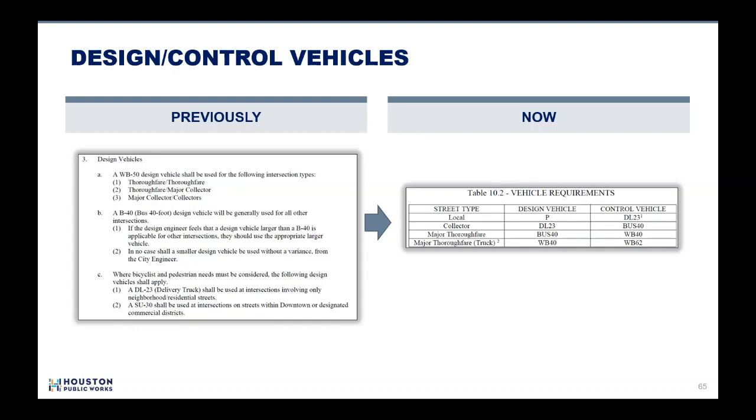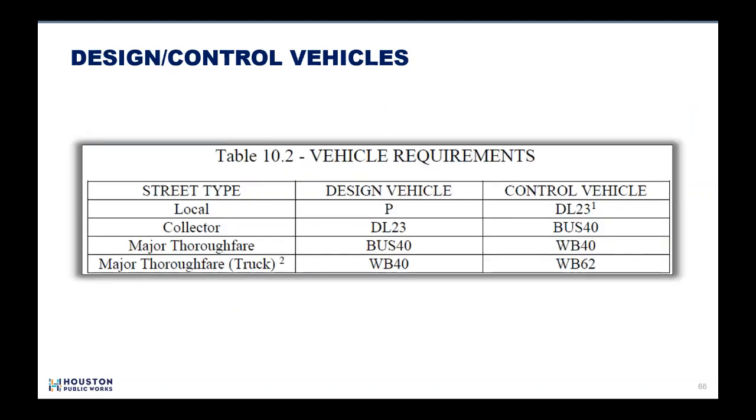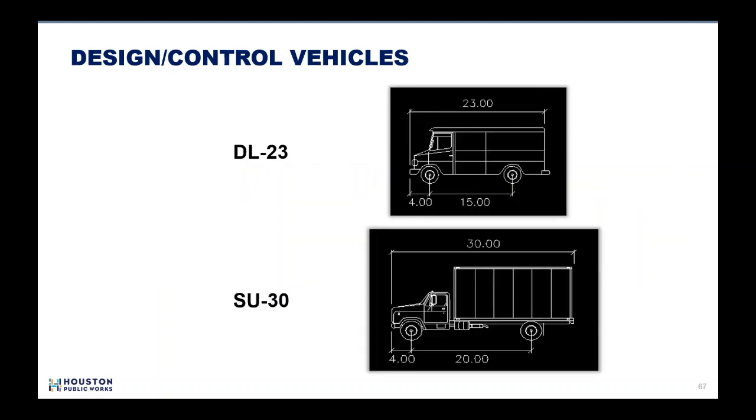And as I spoke about before, we're also introducing this idea of a control vehicle. But before I get into that, I want to point out that all that text on the left that we had previously, we're basically combining all into this one table, and we've changed some of the design vehicles. One of the vehicles we're introducing as a design vehicle is the DL23, which is a NACTO, National Association of City Transportation Officials, turn template.